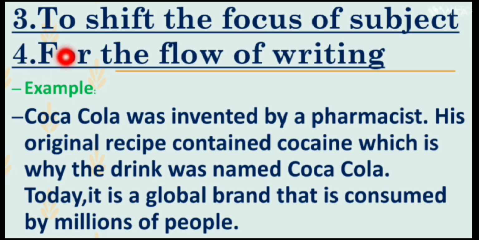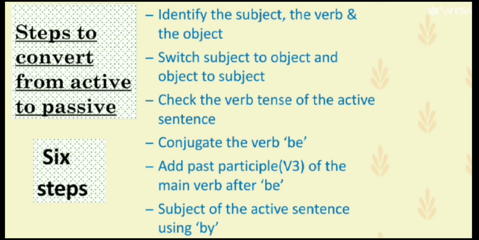Point number 3 and 4 is considered one. What is it? That passive voice is used to shift the focus of subject and for the flow of writing. How? Let's see this extract. Coca-Cola was invented by a pharmacist. His original recipe contained cocaine, which is why the drink was named Coca-Cola. Today, it is a global brand that is consumed by millions of people. This extract has 3 sentences. This shift from subject to object and object to subject gives a variety and a natural flow in the writing. So these are the few reasons why we use passive structures.